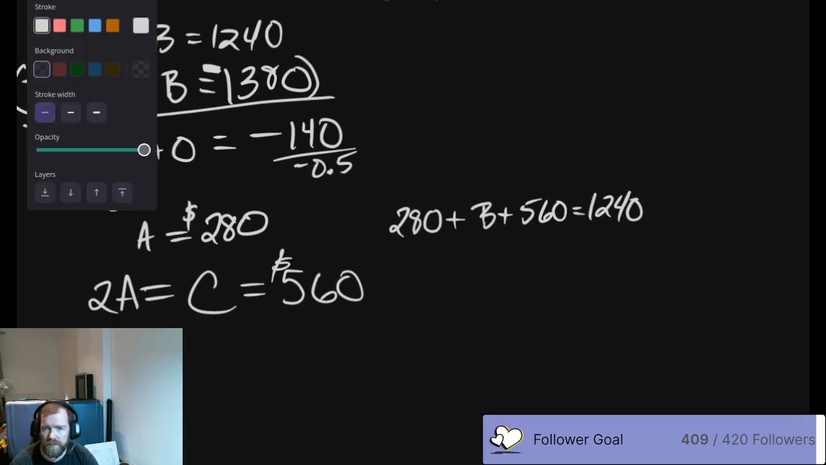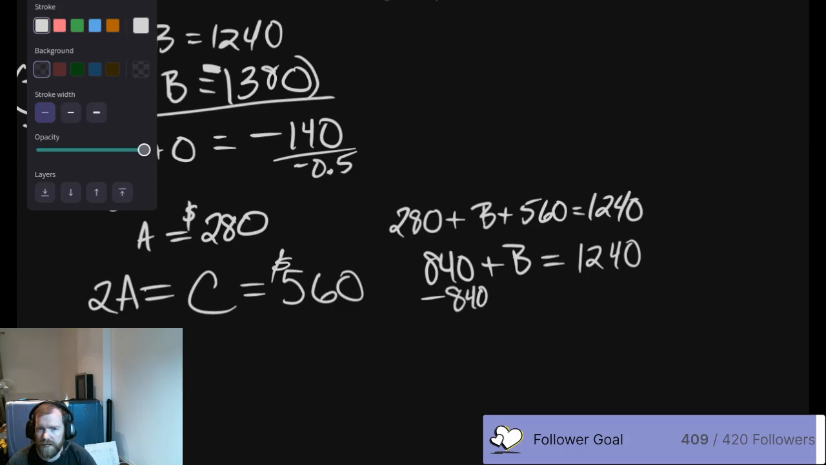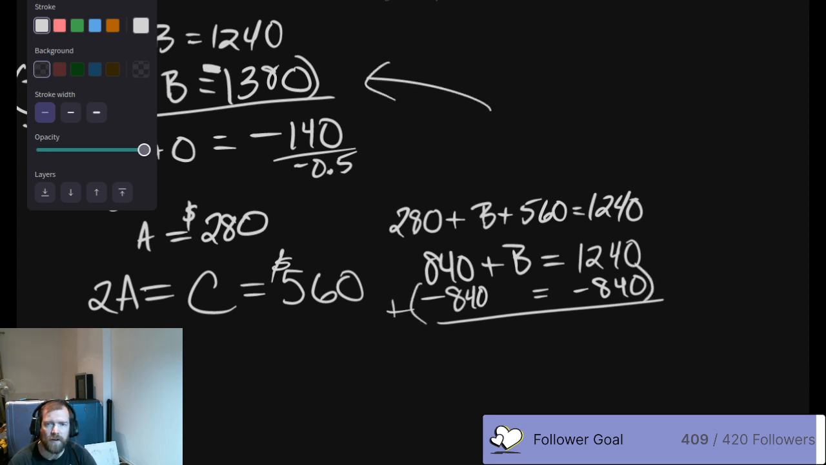We already know that this was 840 plus b, right? 3 times our initial 280 there. 1240. Subtract 840 from both sides. This is the same as adding two equations together, which we just literally did right up there. So add our two equations together. 840 plus b equals 1240, and negative 840 equals negative 840. Add your two equations together, and we end up with b is equal to 400.